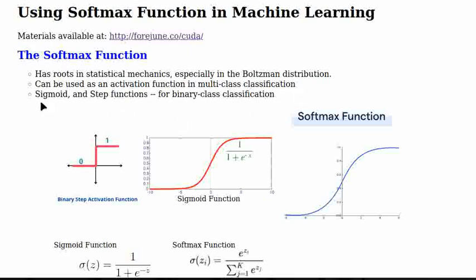In previous videos, we discussed activation functions, sigmoid and step functions. They are mainly used for binary class classification. That means we only have to deal with two classes. So this is the step function, 0 or 1, and this is a sigmoid function, 0 and 1, and this is the softmax function. You have 0 and then gradually rising to 1 for different inputs.